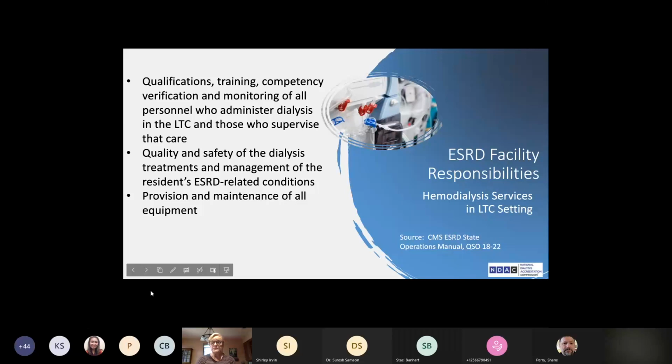So the ESRD responsibilities in the long-term care setting include being sure that all the personnel who administer dialysis and who supervise care are competent. And we've mentioned already the necessity to have skills checklists and to be sure that you have good personnel files that support that the people that are doing the work are qualified. And then the ESRD, as I mentioned, is responsible for the quality and safety of the dialysis treatments and the management of any ESRD-related conditions. And then, of course, the equipment itself, that's the ESRD's responsibility.